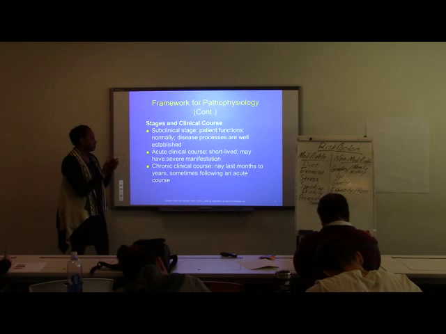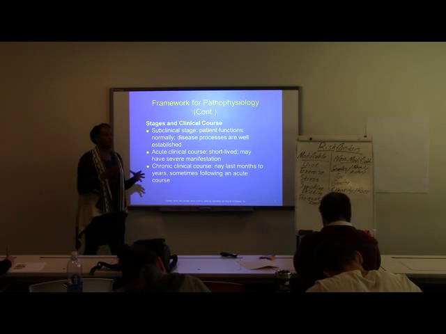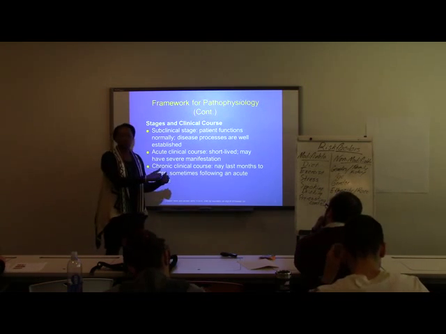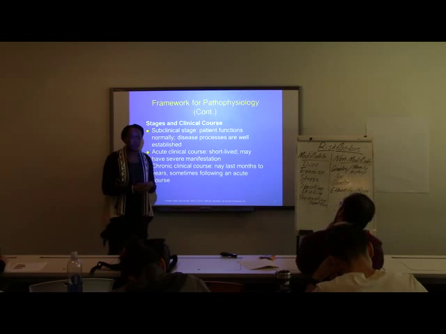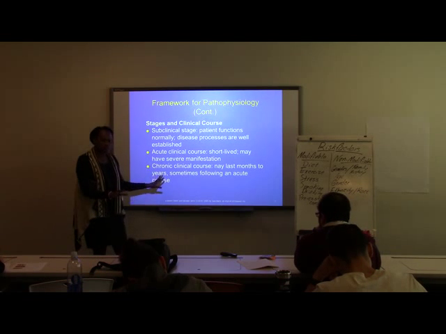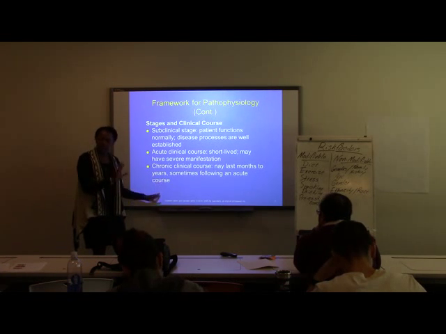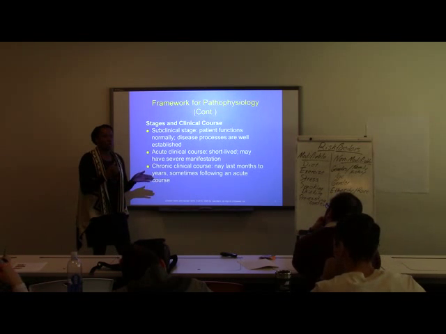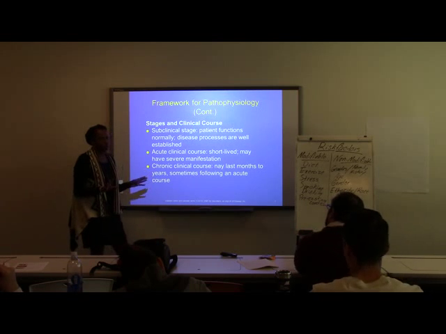Chronic clinical course. This is when we have a disease process that actually develops a little longer. It takes a little longer for it to develop. Now, I don't want you to think that this is a better situation. Sometimes it just depends on the disease. However, let me give you an example of something that's not that great.